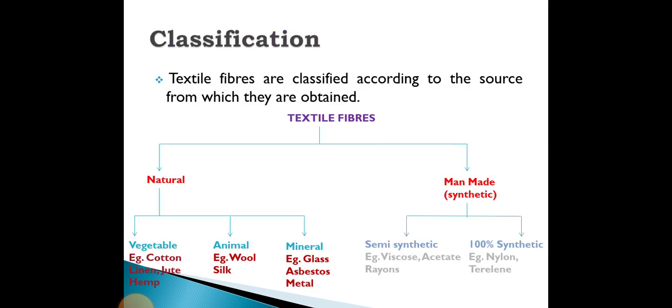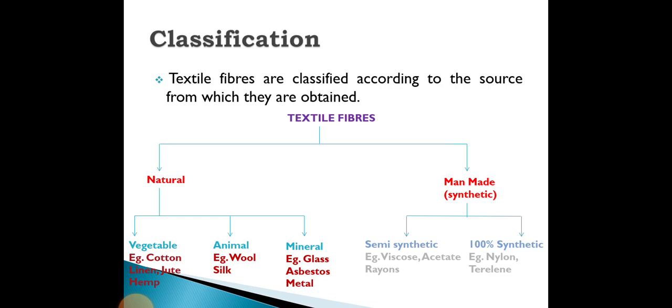Next, we are going to see the classification of fibers. Textile fibers are classified according to the sources from which they are obtained. Textile fiber can be classified in two ways. The first one is natural, the second one is man-made. Man-made fibers can be called synthetic fibers. Natural fibers can be classified into three types.